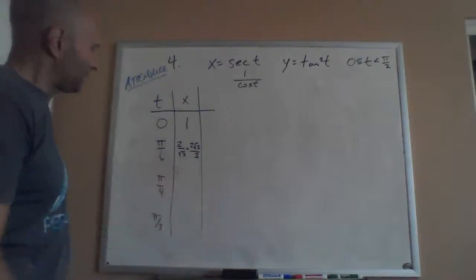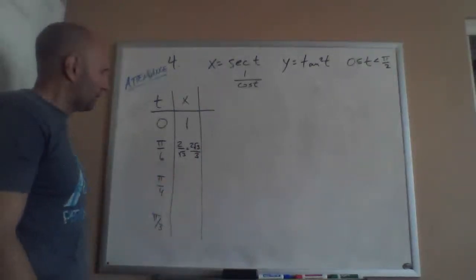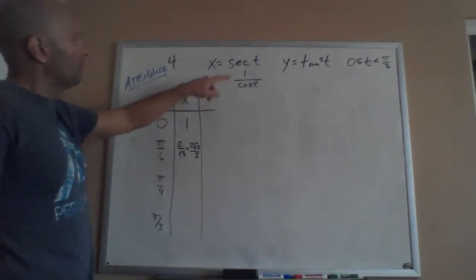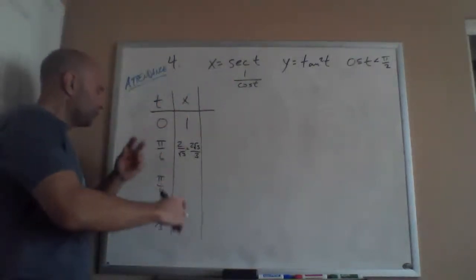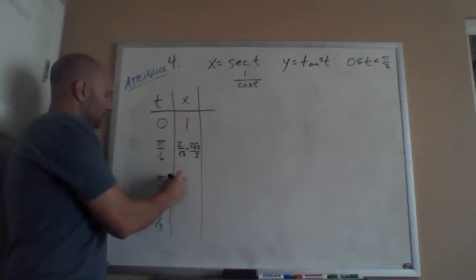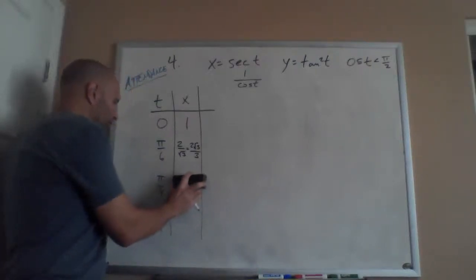So when we try to plot this, we can figure out where the points go. Pi over 4. Cosine of pi over 4 is square root of 2 over 2. Flip it is 2 over root 2.